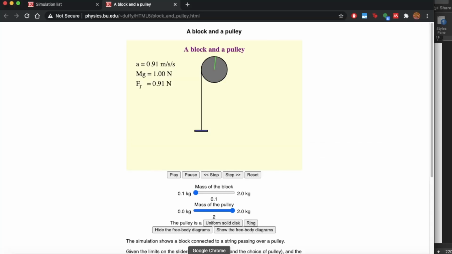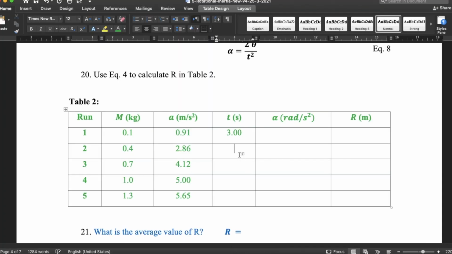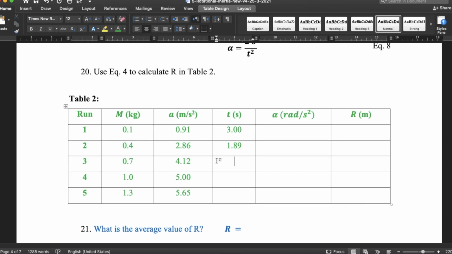Do another run. So increase the mass to 0.3. Reset your stopwatch, and again do the same procedure. Click play and start at the same time. My stopwatch reads 1.89. Okay. Do the same for 0.7 and 1 and 1.3.